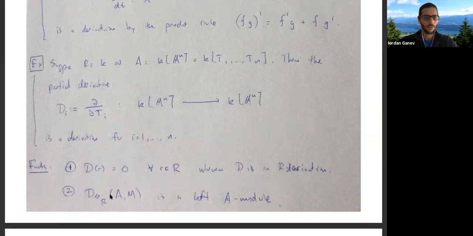And also, the other fact is that these derivations form a left A module, and that comes from the fact that M is a left A module. So these are just some linear maps that are valued in M, and since A acts on M, it'll act on these linear maps.